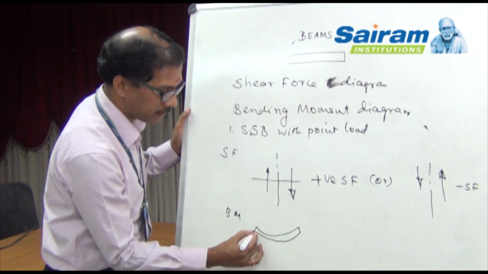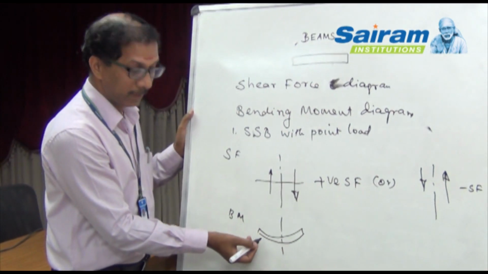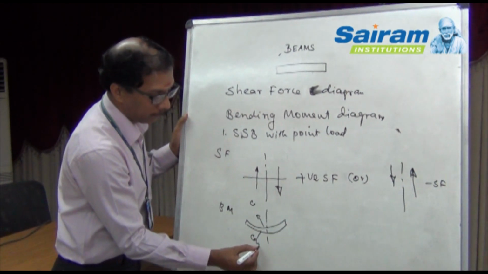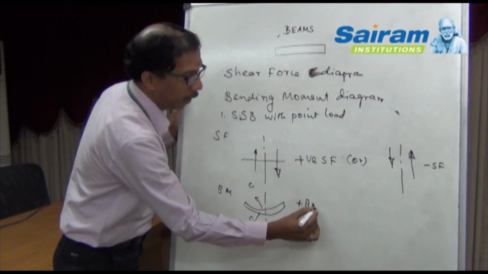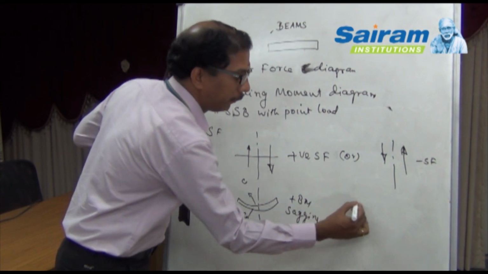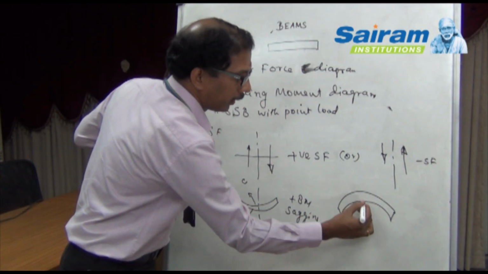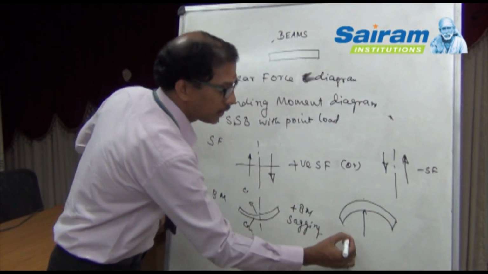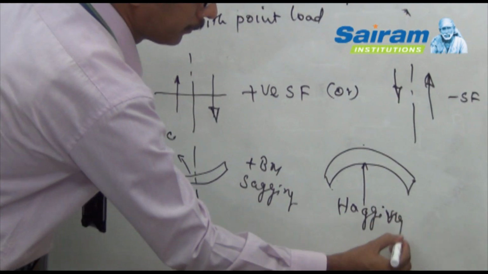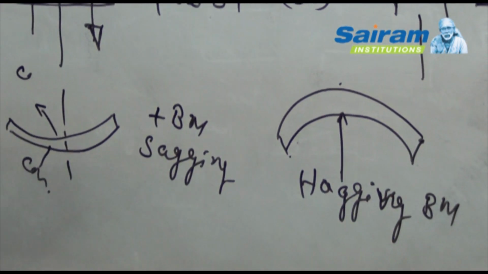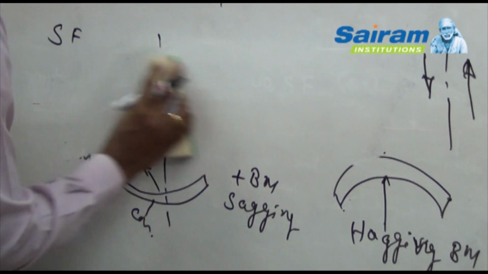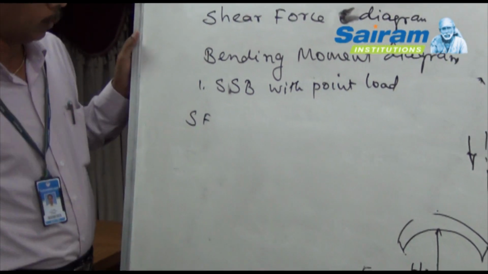If the beam bends like this, with concavity on the top and convexity at the bottom, that is positive bending moment or sagging bending moment. Otherwise, if the beam bends like this, with concavity at the bottom and convexity on the top, we say it is hogging bending moment, or negative sign for the bending moment. And we'll start with the simply supported beam with the shear force and bending moment diagram. We'll take a small beam.